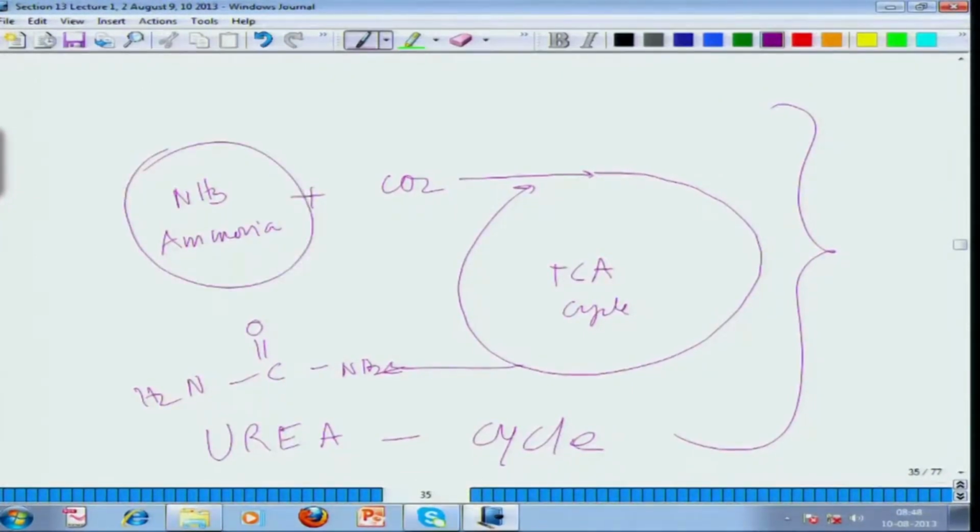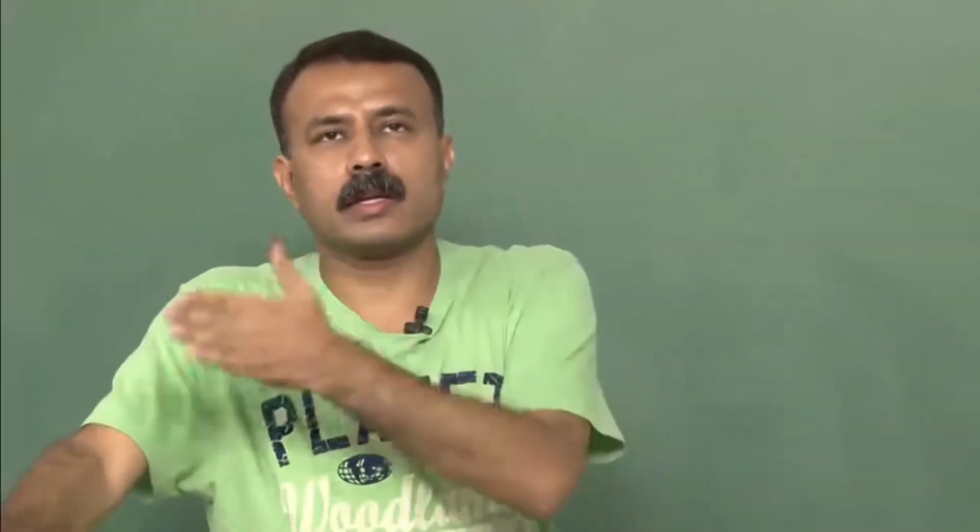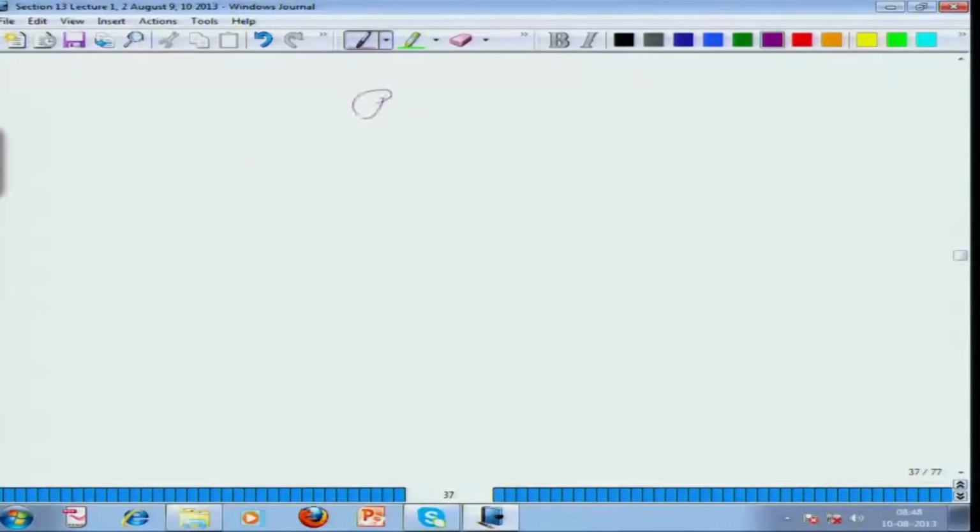So, this is essentially the process by which the amino acids are getting degraded and being removed from the body. If you take a very protein rich diet, in all likelihood your urine will have a lot more urea, or uric acid, as compared to a person who takes a lesser amount of protein in the diet. So, these are the clues. Next comes protein synthesis.